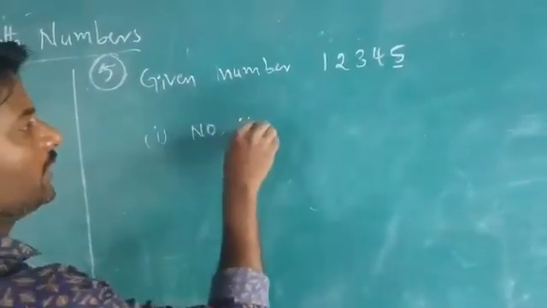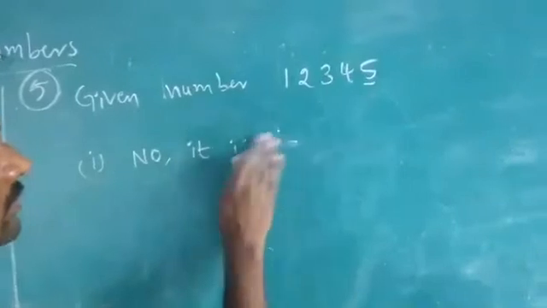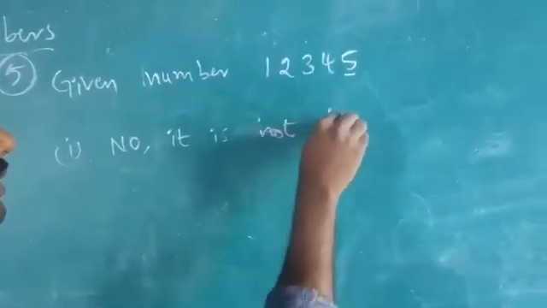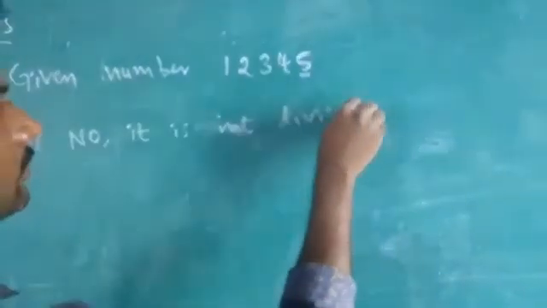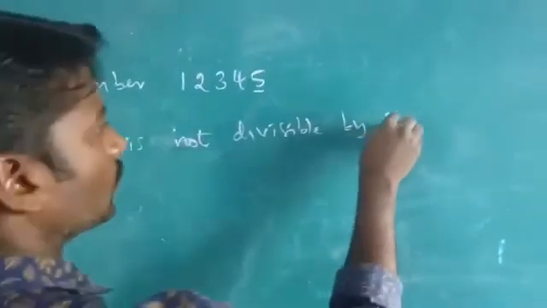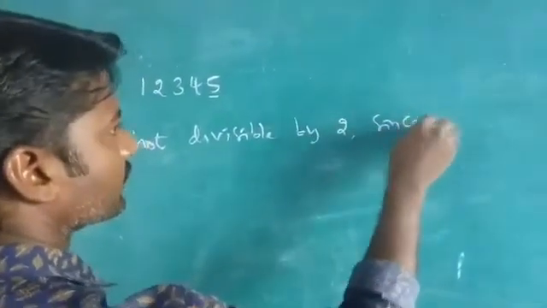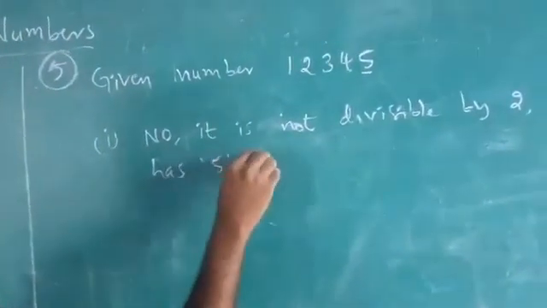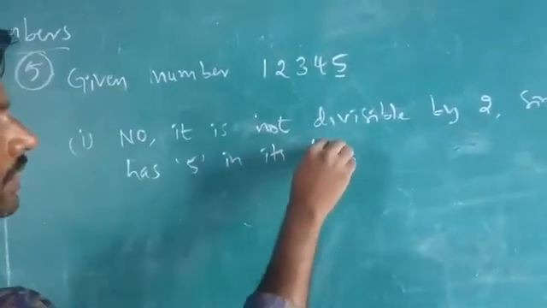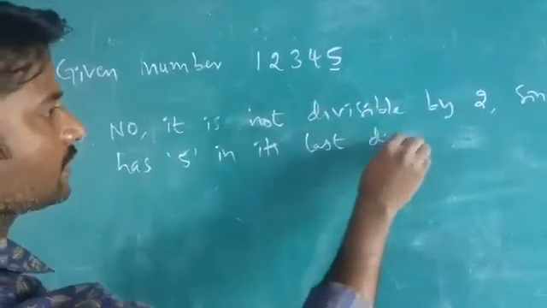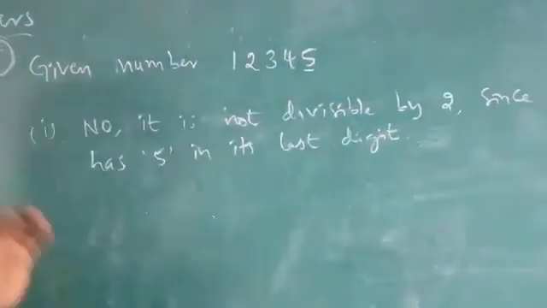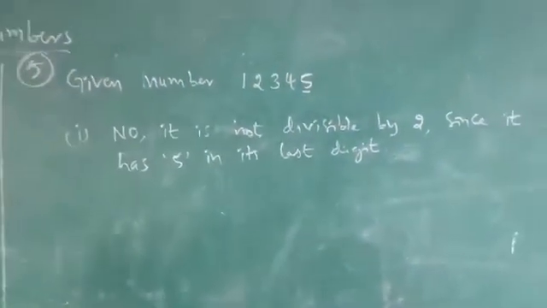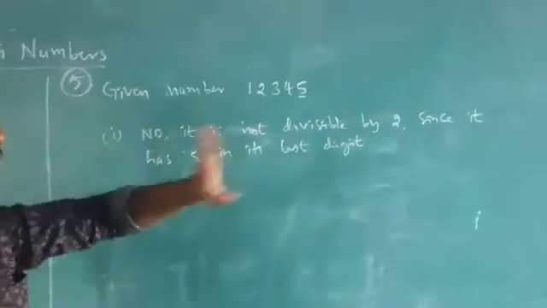No, it is not divisible by 2. Why? Since it has 5 in its last digit or else in its place. If we have 0, 2, 4, 6, 8, then only it is divisible. 5 is there here, not divisible.